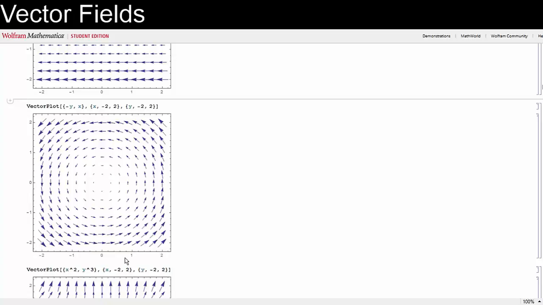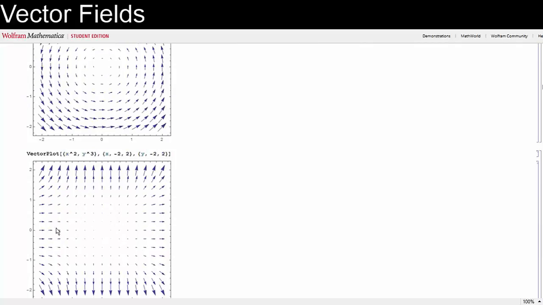Right? So this is another interesting vector field here. And again, if you pick a point, say, out here, or I guess right about here would be 1, 1. Right? So the vector would be -1, 1, which would point this way.